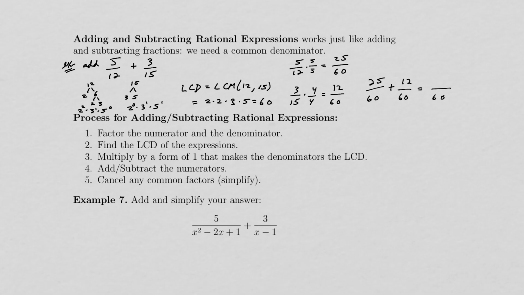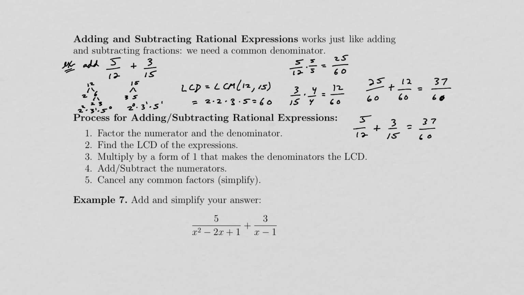So 25 plus 12 would be what? 37. And then simplify if possible. In this case, we can't simplify that any further. So that would be the answer. So the original 5/12 plus 3/15 is equal to 37/60. That would be the answer.